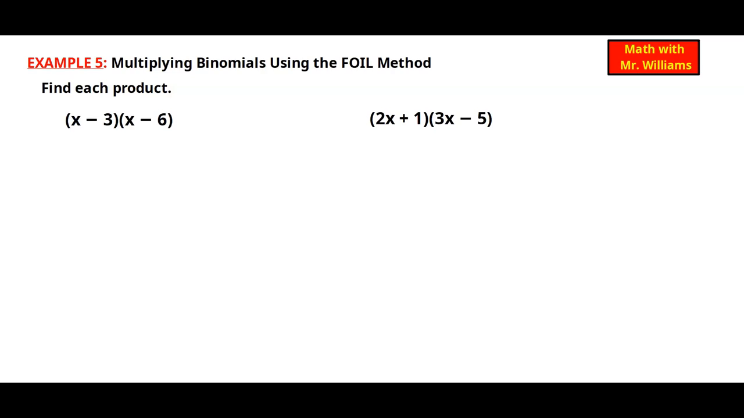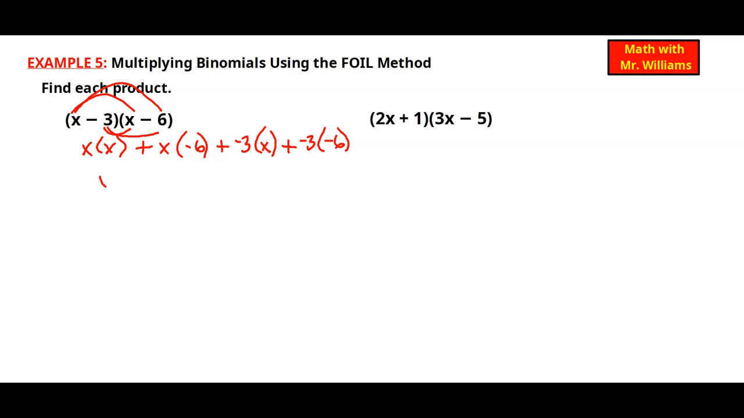Using the FOIL method, we multiply the first terms, which is x times x. Then we go to the outer terms, which is x times negative 6. We go to the inner terms, which is negative 3 times x, and then negative 3 times negative 6 for our last terms. Let's multiply that out.